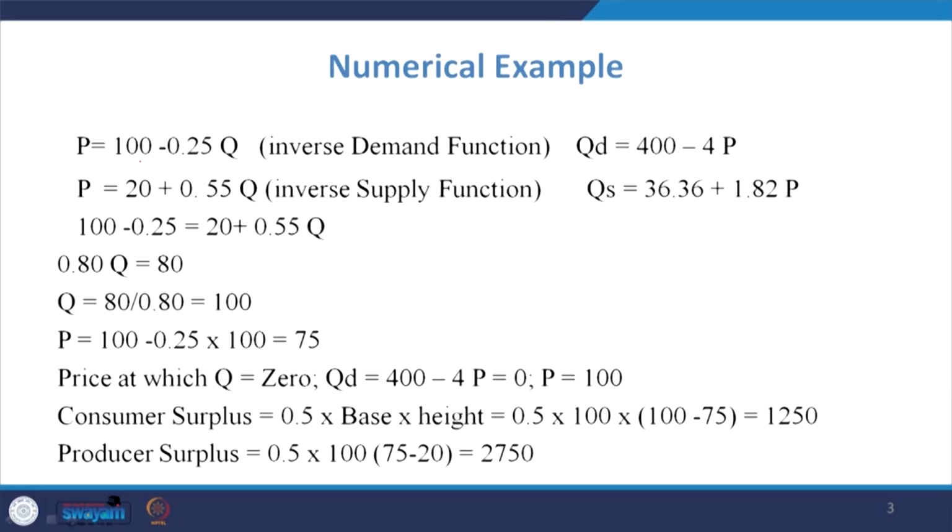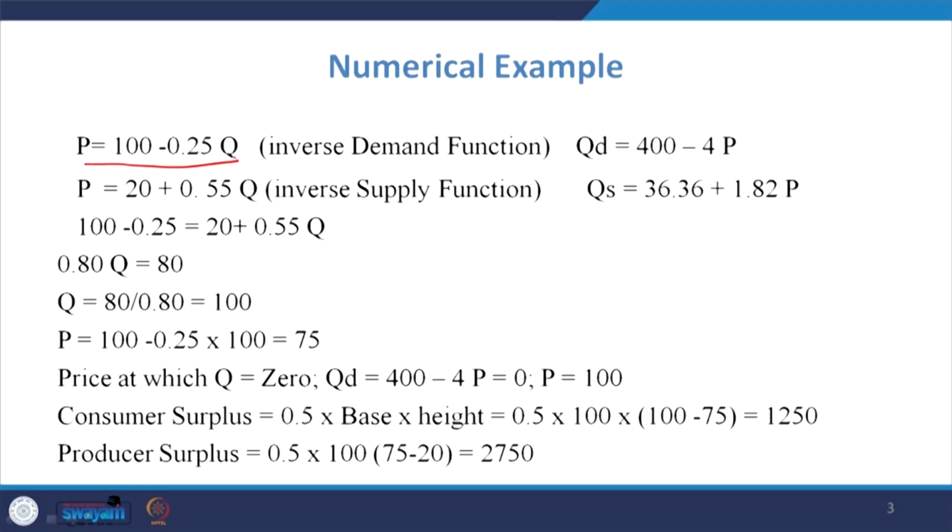Now, from this you can also know the slope of the demand curve. When you have a linear demand curve, if you differentiate this function, del P divided by del Q, then you will get minus 0.25, that is called the slope of the demand curve. Since there is a minus sign, the demand curve has a negative slope, indicating the inverse relationship between the price of the product and quantity demanded.